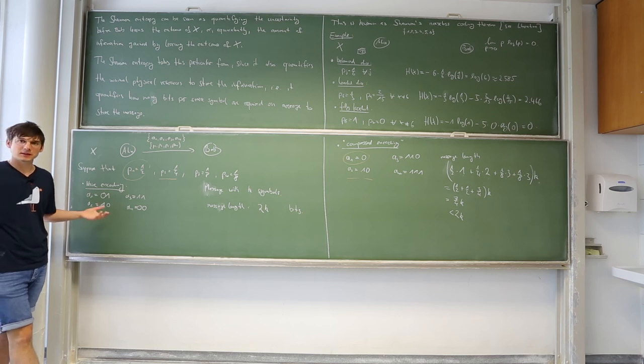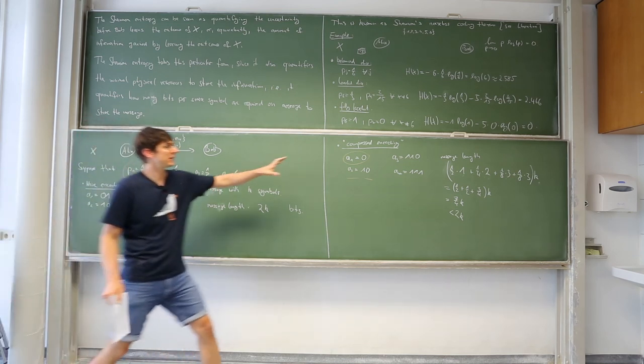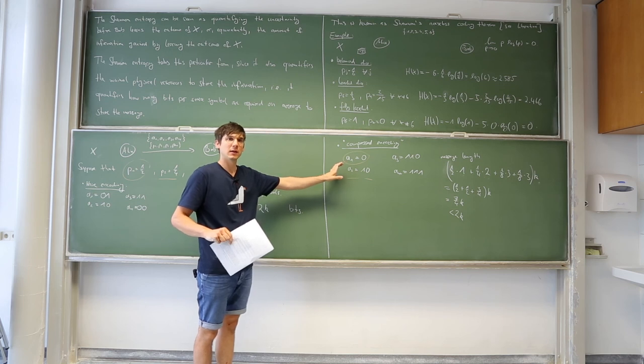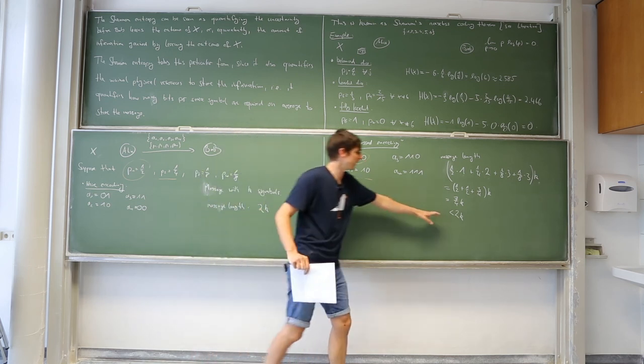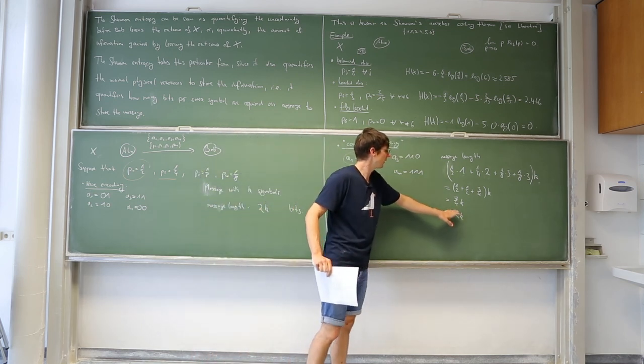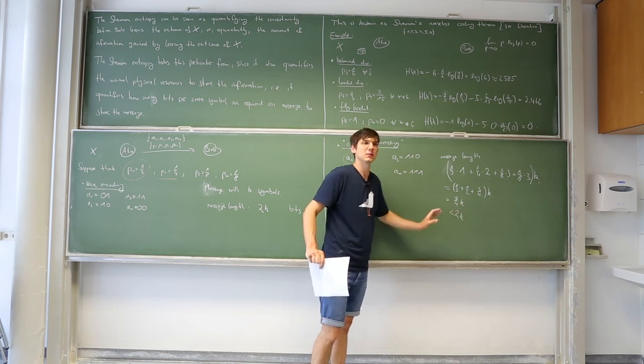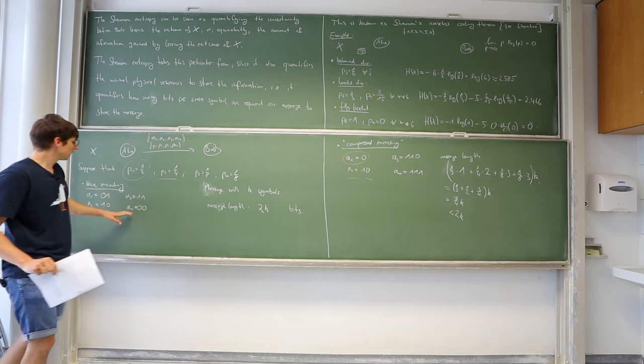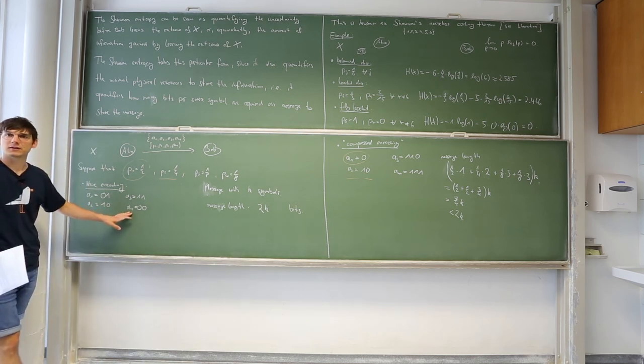So on average, we need fewer bits than with this naive encoding. This means that we found a compressed way. We compressed this message by choosing a different encoding. On average, if we send k symbols, we need only 7/4 k bits instead of 2k with this naive encoding.